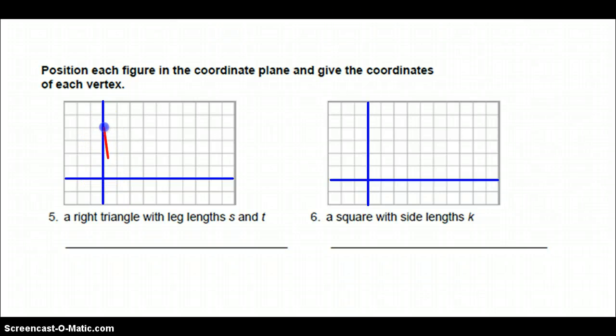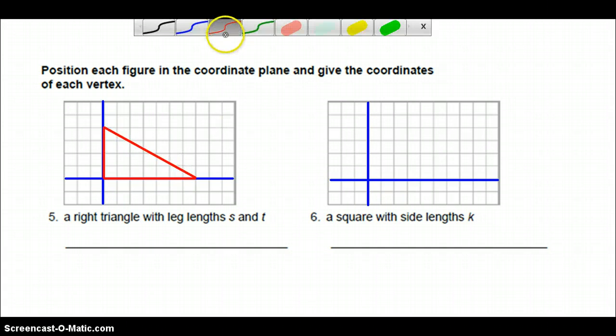So I'm just going to make these any length that I want. They don't have to be different lengths. They don't have to be the same. And then I'm going to draw the hypotenuse. And then I'm going to try and label what the vertices are.